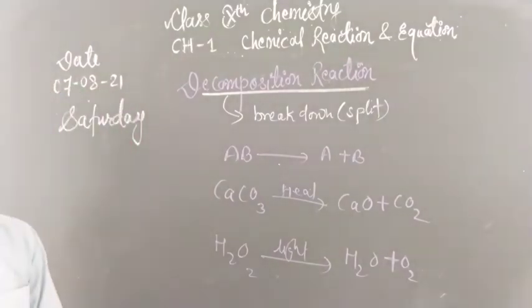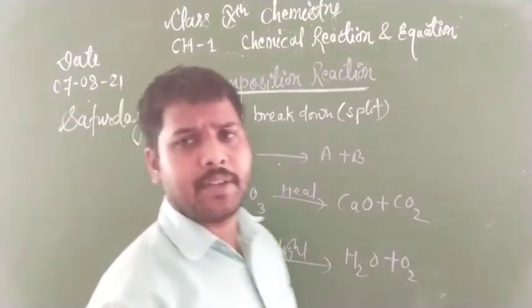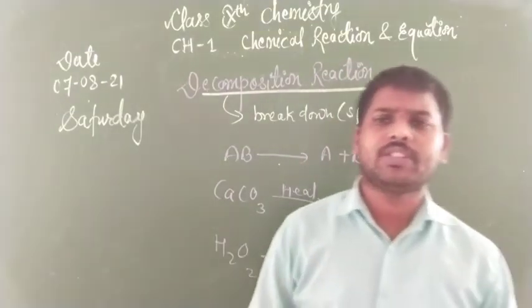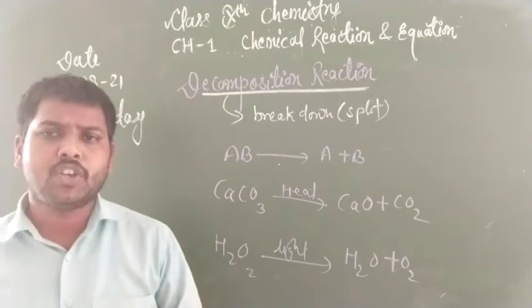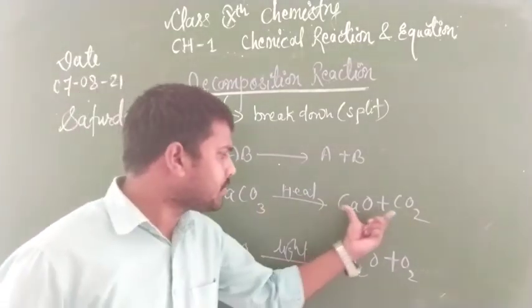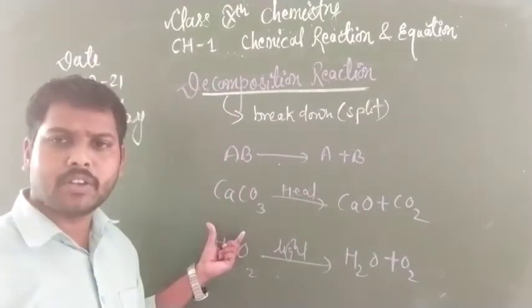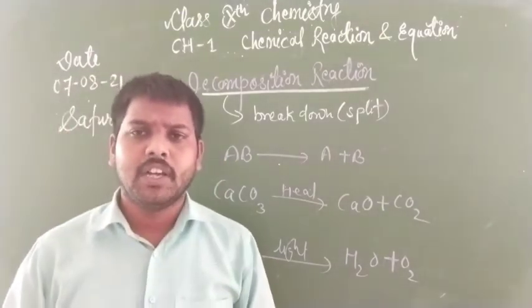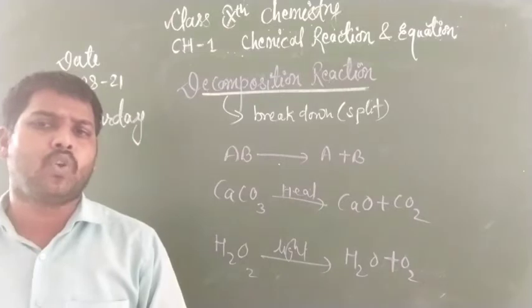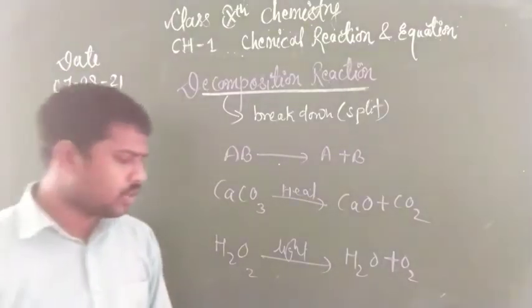Clear, children? So overall you can say that decomposition reaction is just opposite to the combination reaction. In combination, two or more substances combine to give a single product. But in the case of decomposition reaction, a single compound breaks into two or more parts. Okay?